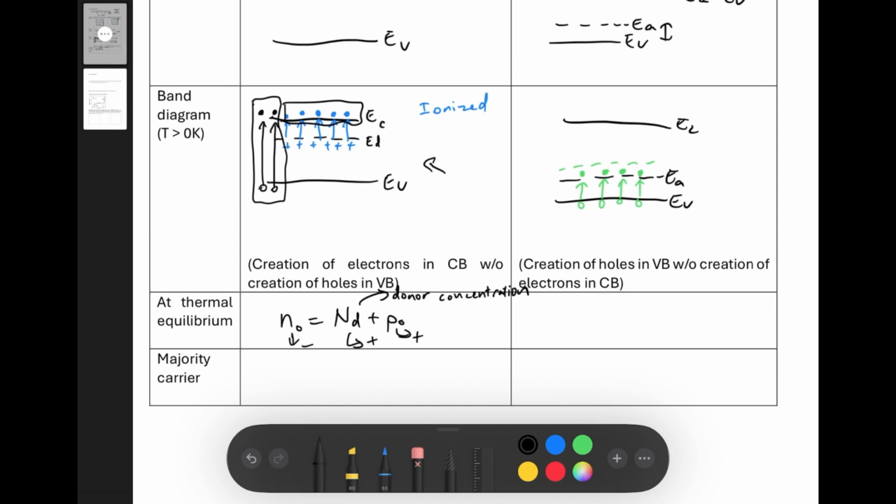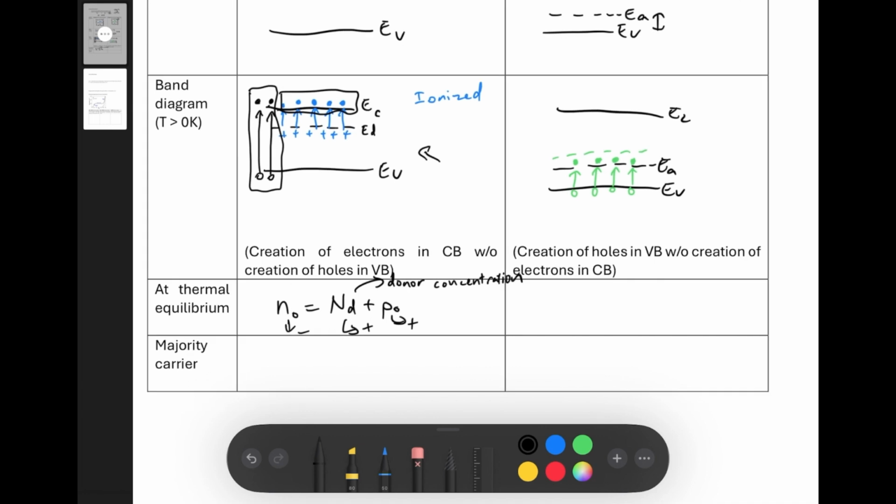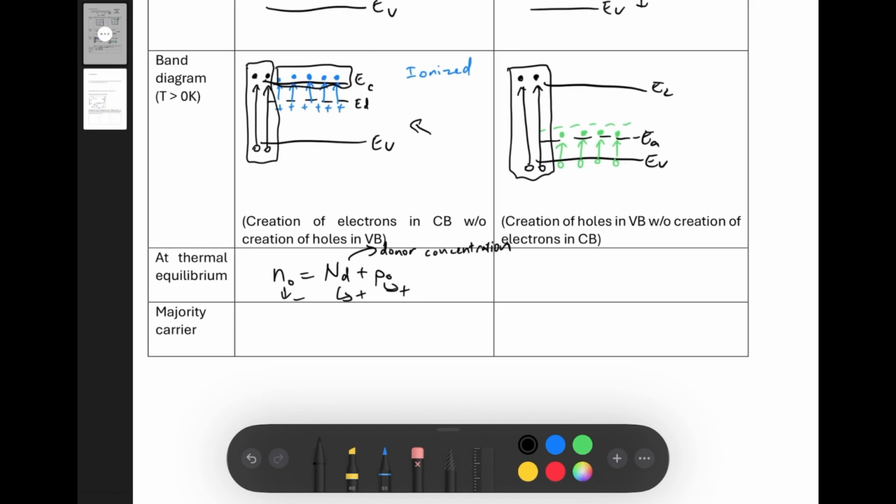So for the p-type, it's the same thing. It results in the creation of holes in the valence band without creation of electrons in the conduction band. So obviously, similar to the n-type, it's still possible that there are still some electrons and holes in the conduction band and valence band, but this is separate, and the holes in the valence band are still like free holes, so there are no excess electrons here that create these holes. So for the p-type semiconductor, it's just p0 equals Na plus n0. So this is the acceptor concentration.